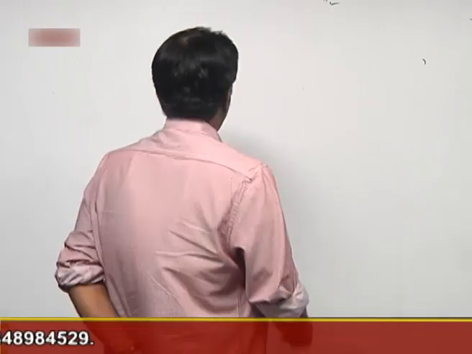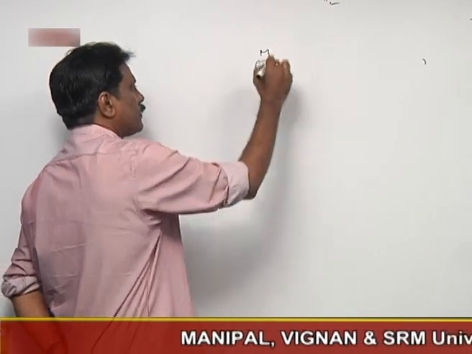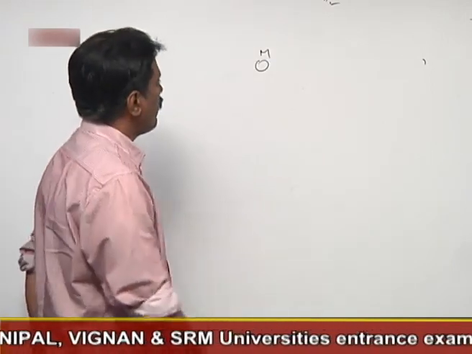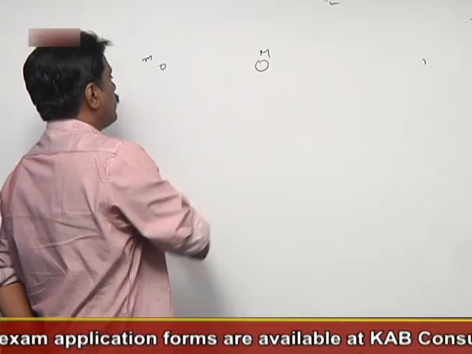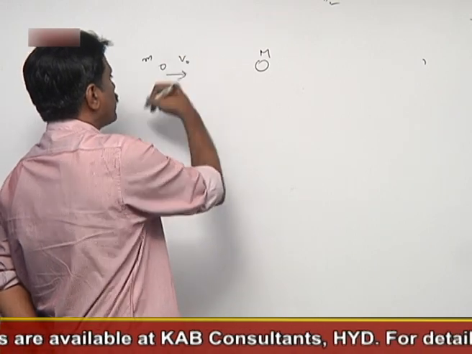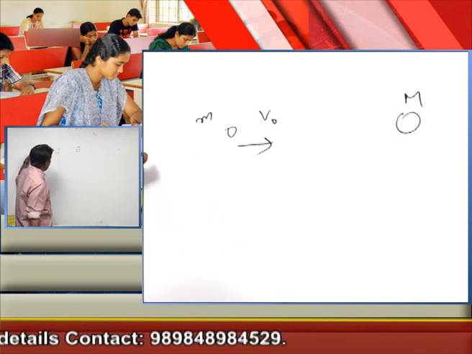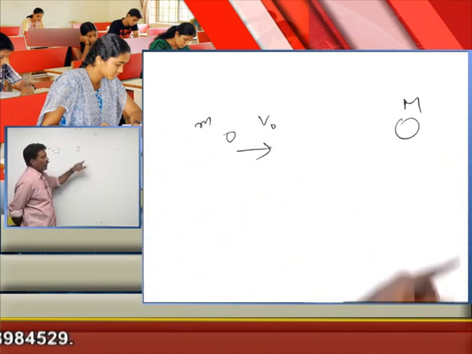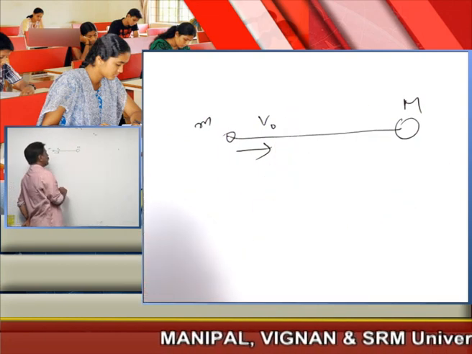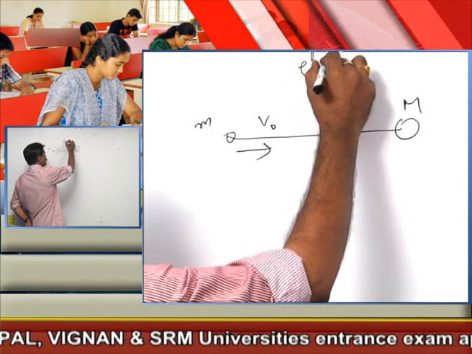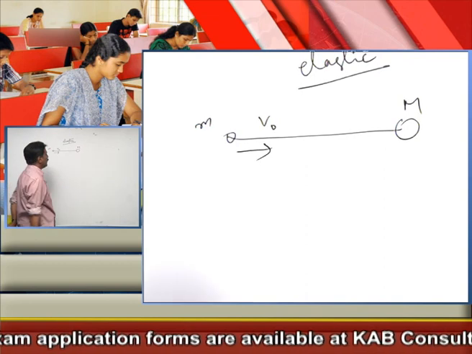Now let us try to do one example here. Suppose there is a particle of mass m which is at rest. Another particle of mass small m is moving with a velocity v naught towards the stationary block of mass m. When it collides, let us assume that the collision is elastic.